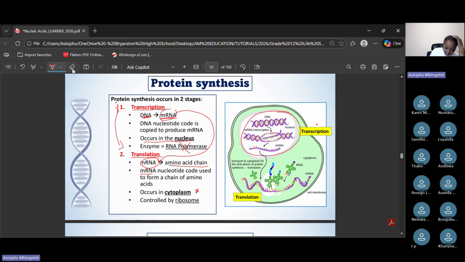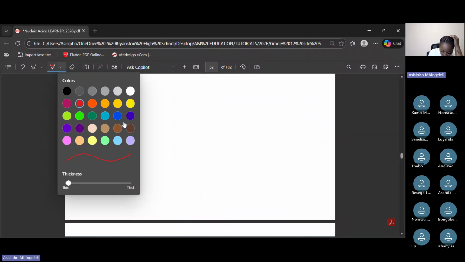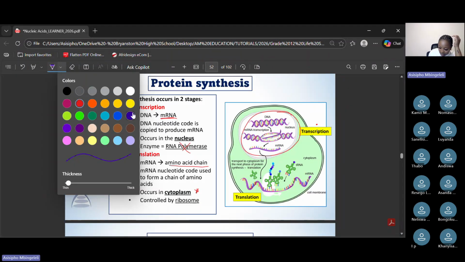I'm going to change my color. Let me see if I can erase first because I want to use this part. Oh, my pen is behaving today. I wonder what happened. Okay. Ooh. I shouldn't have said anything about the pen.